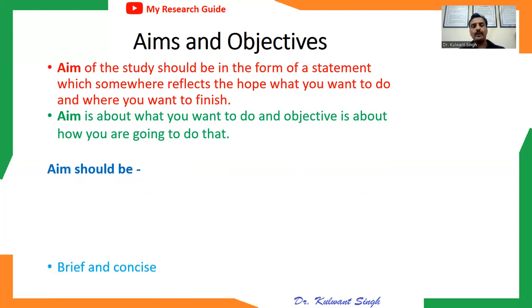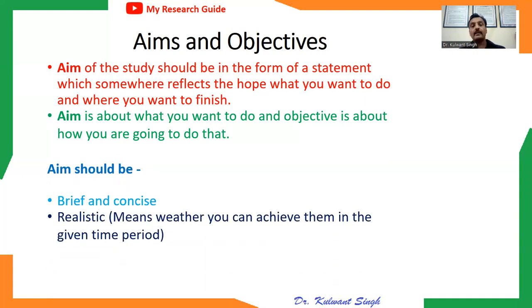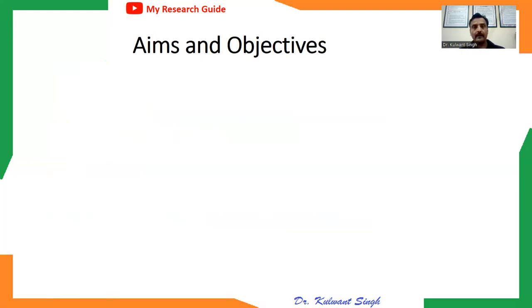So the aim should be brief and concise. Realistic means we want to achieve that particular aim within the given time period. It should be easily achievable within the time frame.